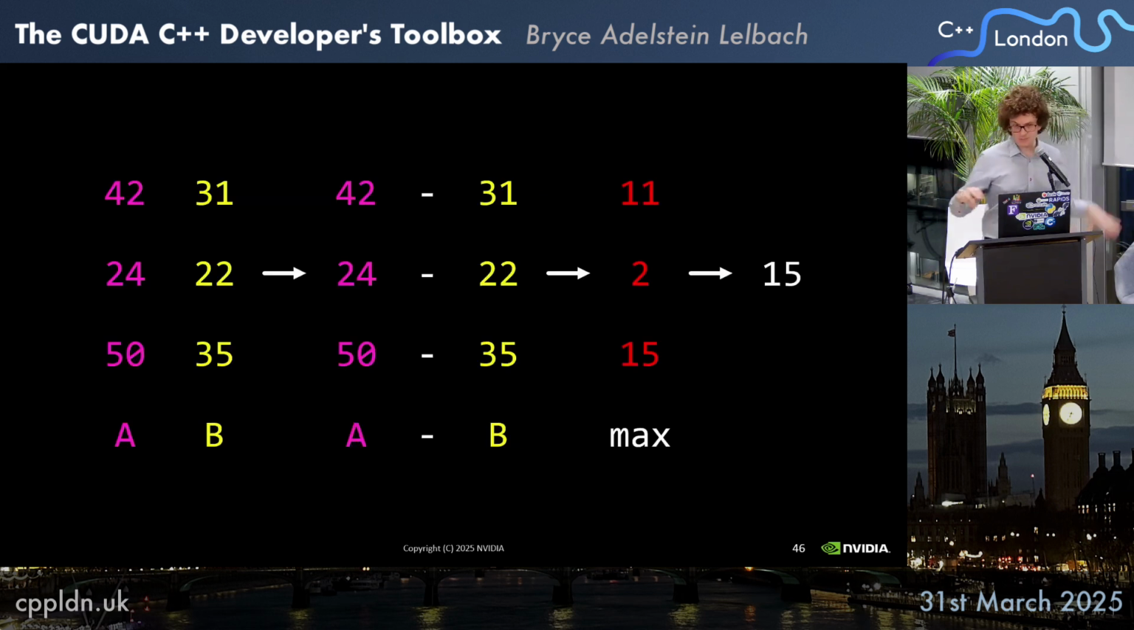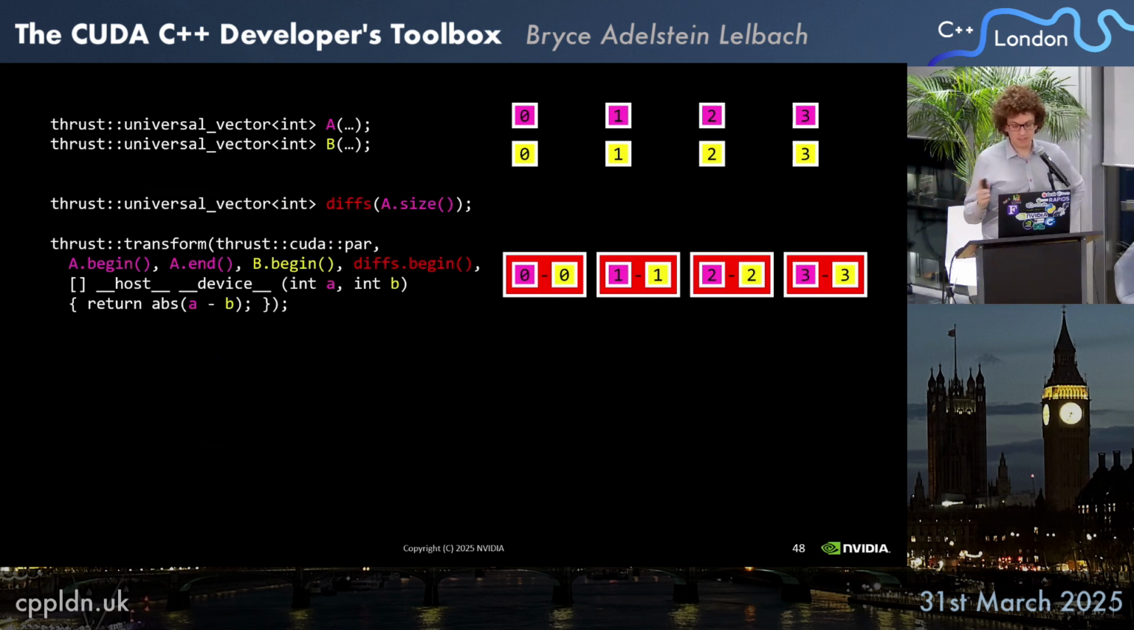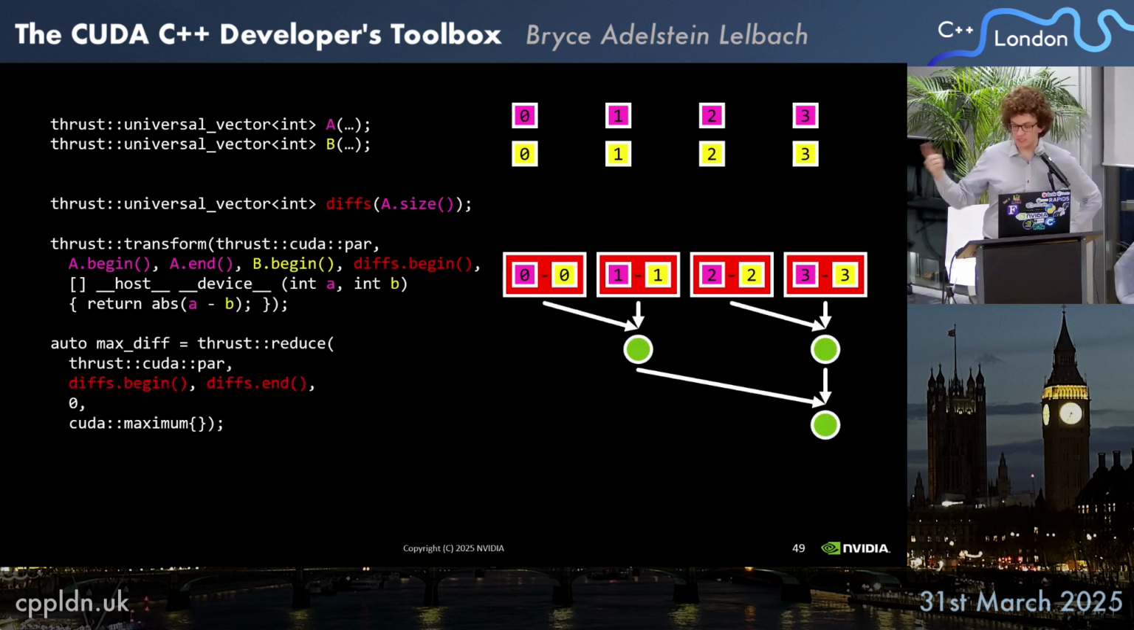Let's look at another example that combines all of these iterator ideas together. Suppose that we have two vectors of the same length, a and b, and we want to calculate the maximum difference between corresponding elements of each vector. We can do this by first calculating the difference between each two elements, and then doing a max reduction of those differences. So we start off with two universal vectors, a and b, and then we calculate the differences between each two elements of a and b, storing it in a temporary vector that we've allocated. And then finally, we do a reduction of the differences with maximum as the reduction operator.